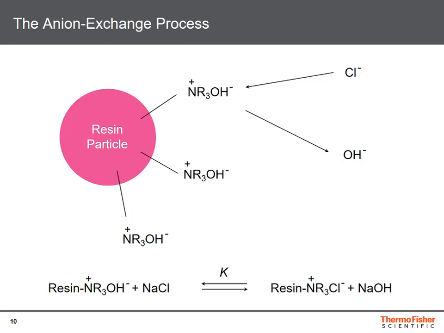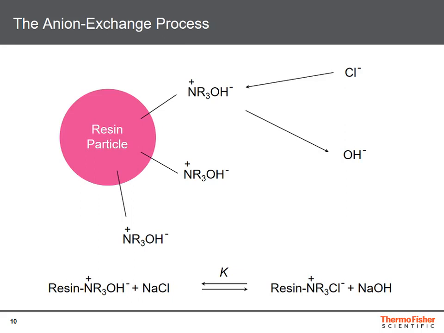If we have chloride ions in solution as an example, these chloride ions have a higher affinity to the stationary phase than hydroxide ions. That means they will shortly be bound on the quaternary ammonium group, releasing hydroxide ions, so that we can formulate the equilibrium on the bottom of this slide, which is governed by the selectivity coefficient capital K. On the right side, we see the formation of sodium hydroxide in this particular case.